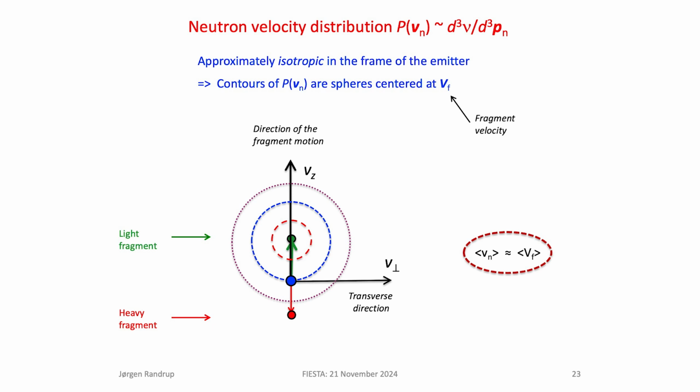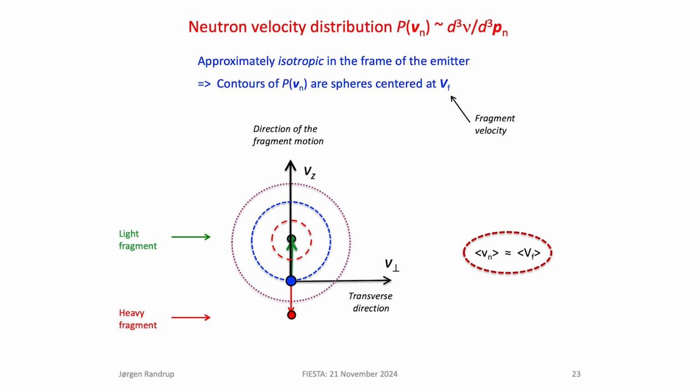This is supposed to then be velocity space. The light fragment is moving this way. Here sits the compound nucleus at 0. The light sits here, we put this to be the z-axis, then the transverse is this way. Neutrons are emitted from here, so you get spheres around here. And one thing now: the energies are such that the mean neutron velocity is approximately the same as a typical fragment velocity. So they are sort of the same size.